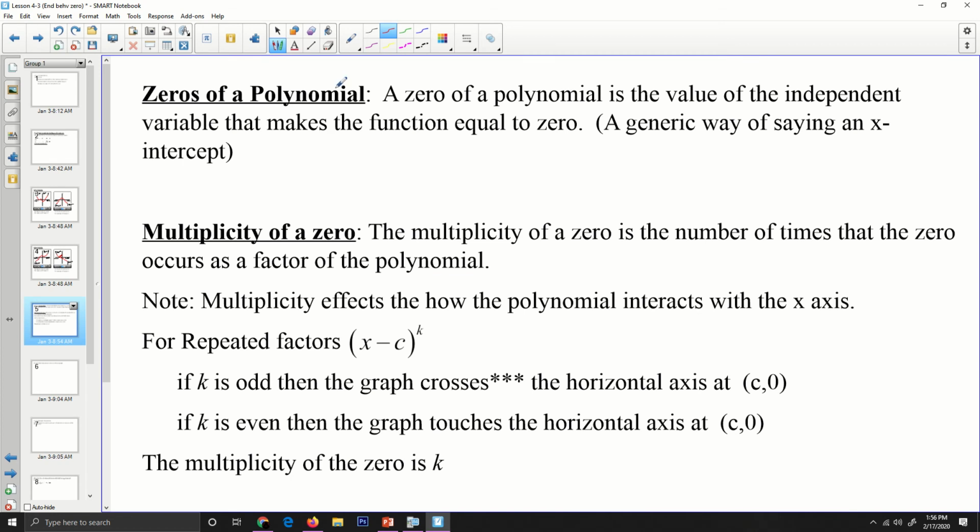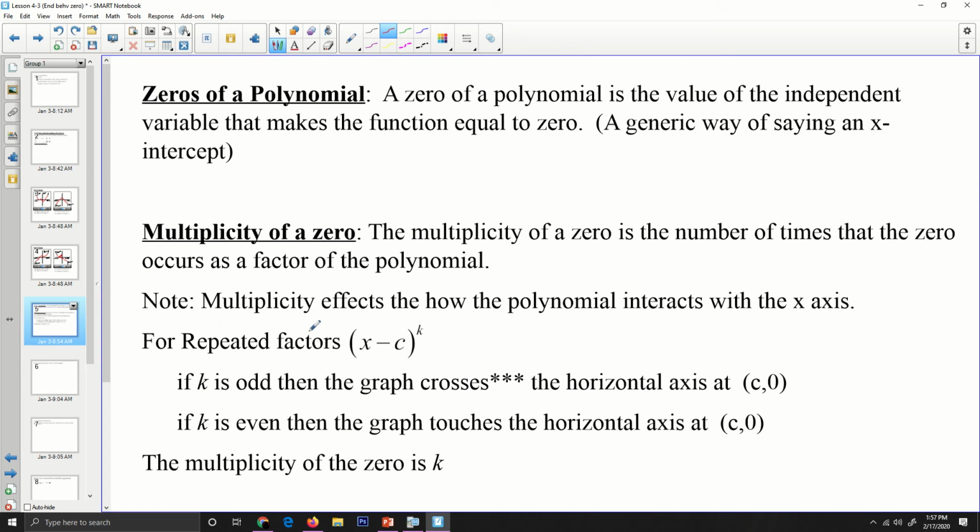It is a value for x that when you plug it into the function, you get 0 out. The multiplicity of a zero is the number of times that the zero occurs as a factor of the polynomial. Note, multiplicity affects how a polynomial interacts with the x-axis.